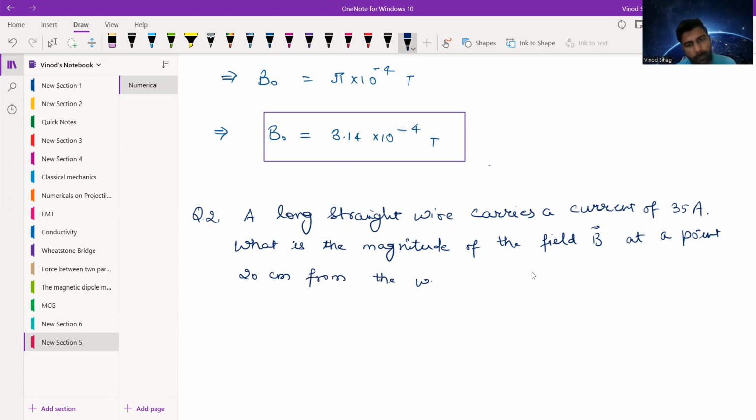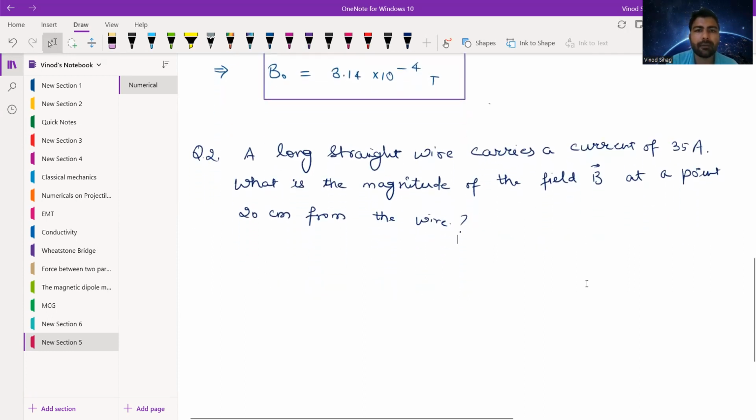So here, in the previous question, they have given us the circular wire, but in this question, they have given us a straight wire. So in case of a straight wire, the approach will be a little different. So let me draw a straight wire here.